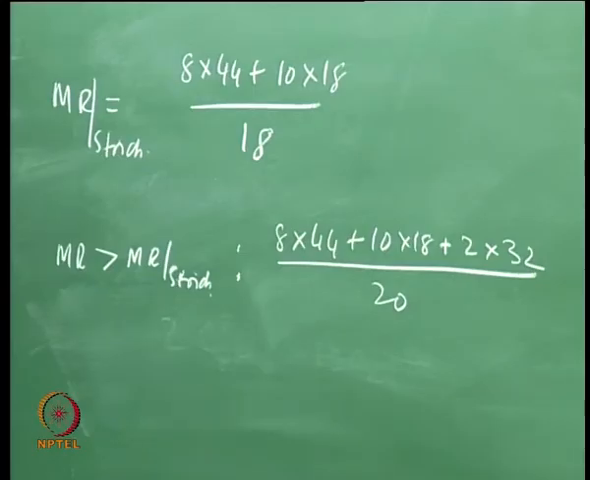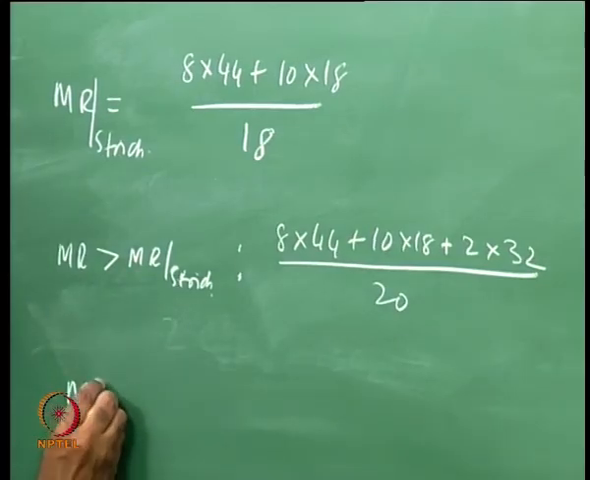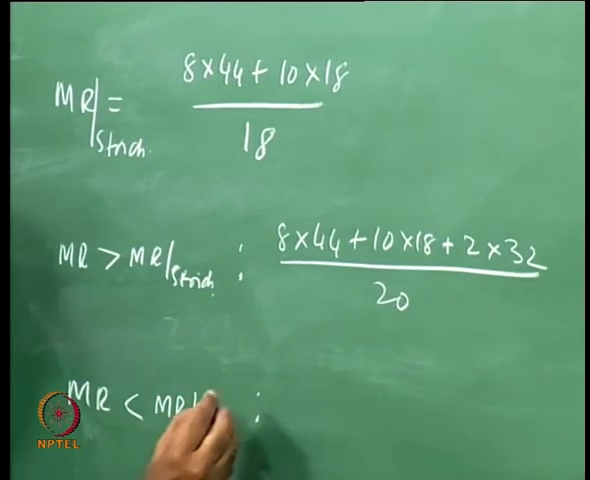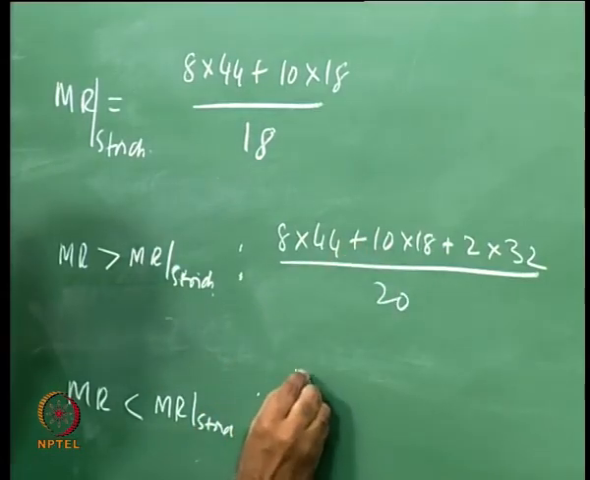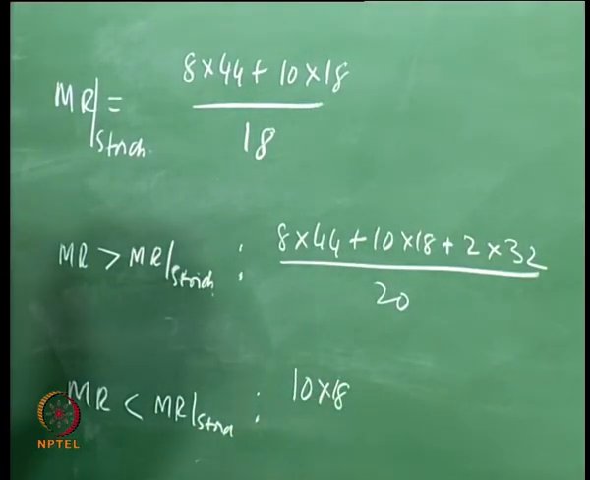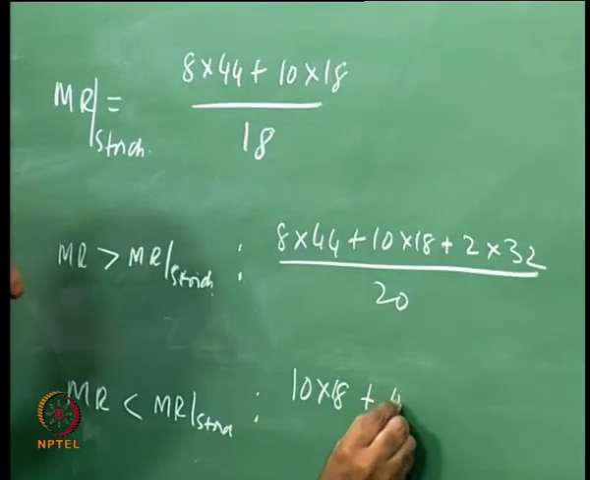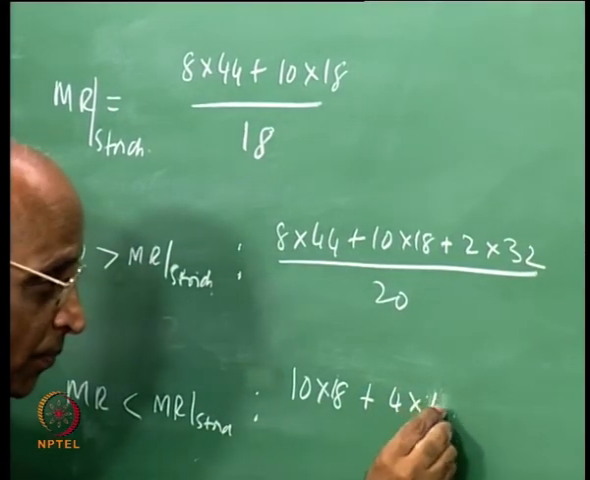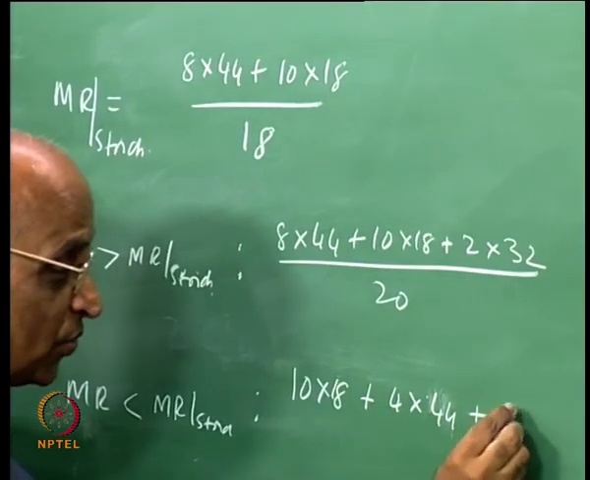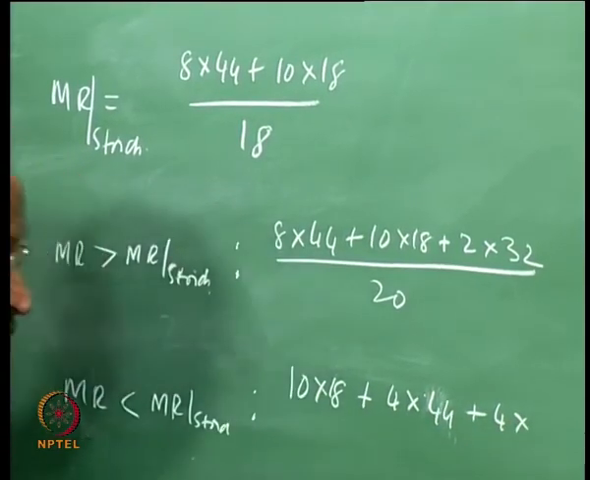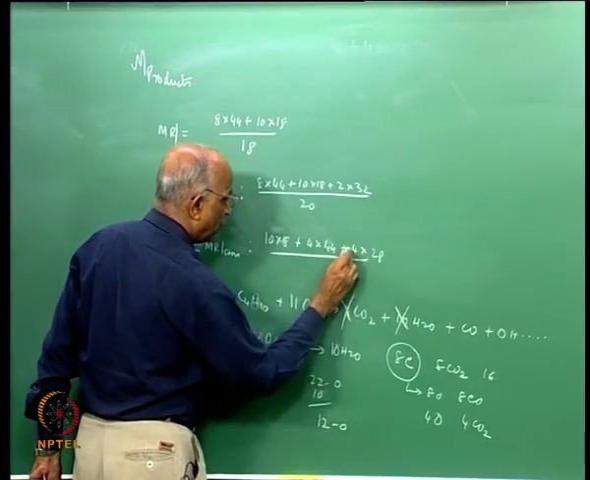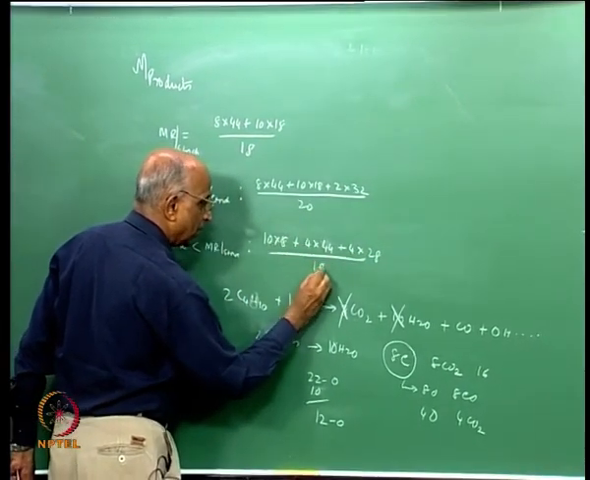If I had a mixture ratio less than the stoichiometric mixture ratio, what is it I get? I still got water, 10 into 18, and then I found I had 4 of CO2, 4 into 44, plus 4 of CO, which is 12 plus 16, 28, divided by 4 plus 4 plus 10, 18.